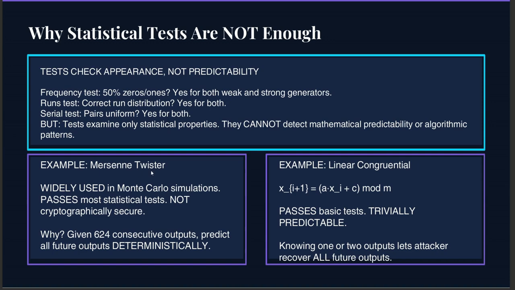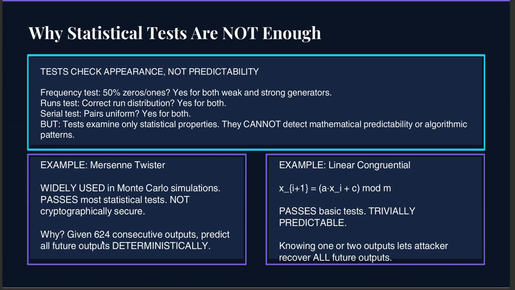Let us study the Mersenne Twister. This generator is extremely famous. It is widely used in scientific simulations, Monte Carlo analysis, graphics, gaming engines, numerical computation, and statistically it performs extremely well. It passes most randomness tests. So many people assume it must be secure, but for cryptography it is completely insecure.